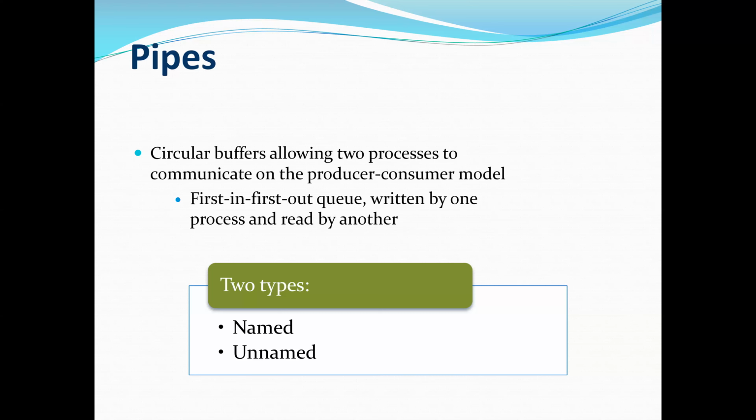There are two types of pipes: named and unnamed pipes. Only related processes can share unnamed pipes, while related or unrelated processes can share named pipes.